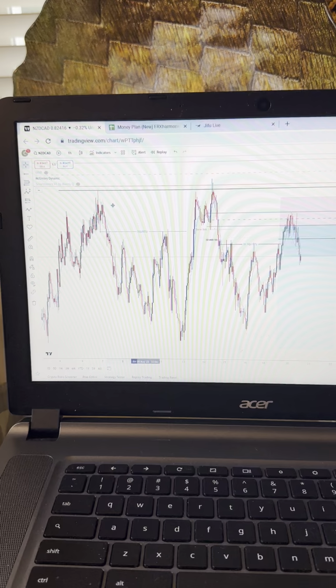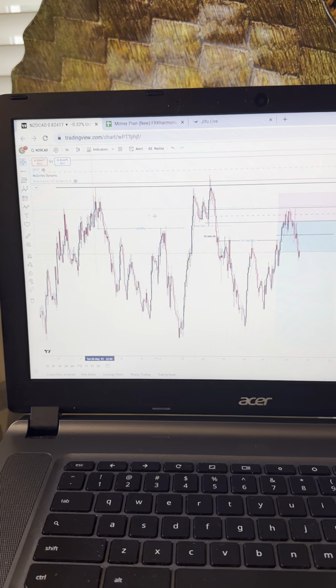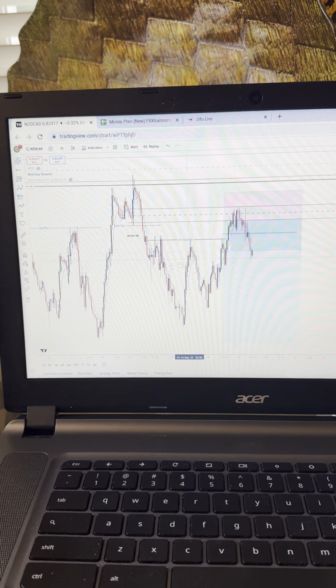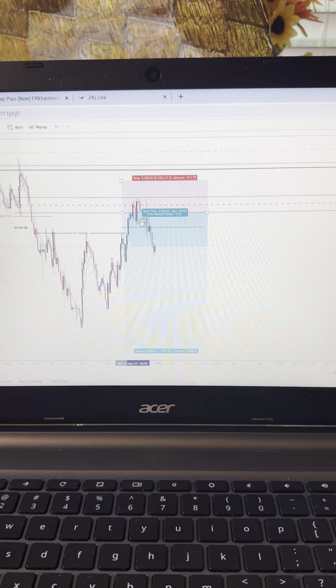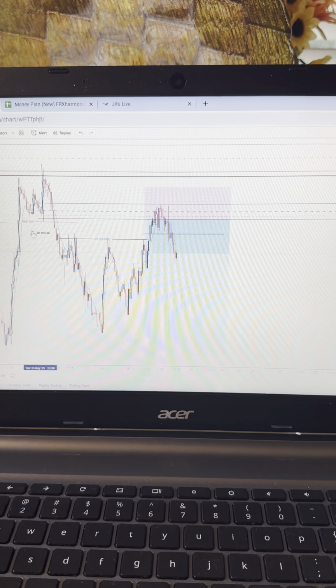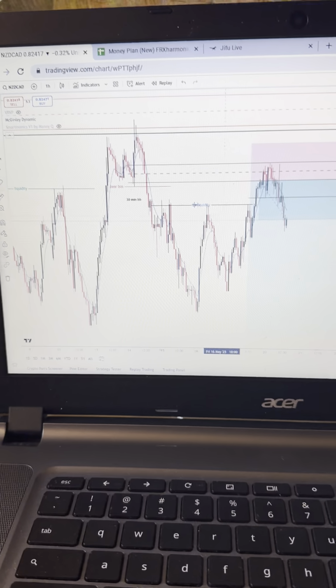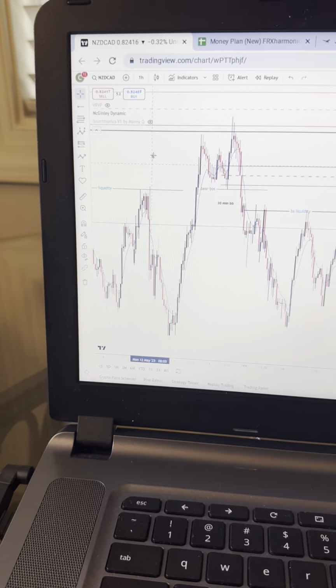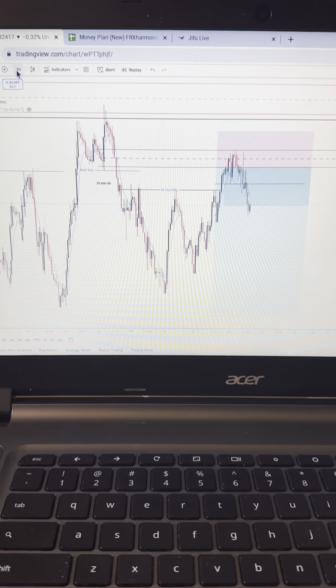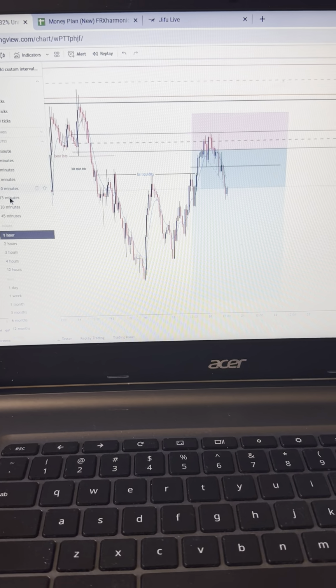Good morning, team. NZDCAD did give us that drop that we were anticipating from this zone. If y'all look at the other videos when I was marking up NZDCAD, this was a 30-minute zone that I was looking at right here. Let me show y'all exactly what I was looking at.